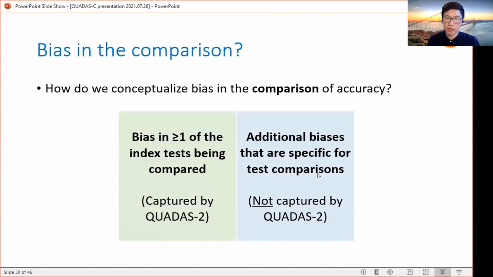And the second part is the blue box, additional biases that are specific for test comparison, not captured by QUADAS-2. These are biases, for example, such as confounding, which do not play a role in the evaluation of a single test, but do play a role in the comparison. I will go through more of these biases in some of the next slides.